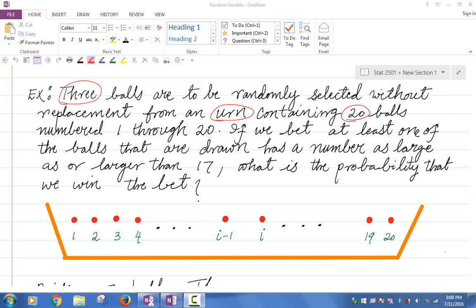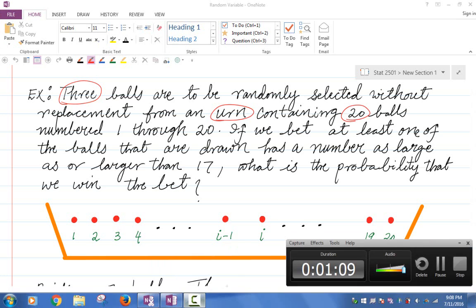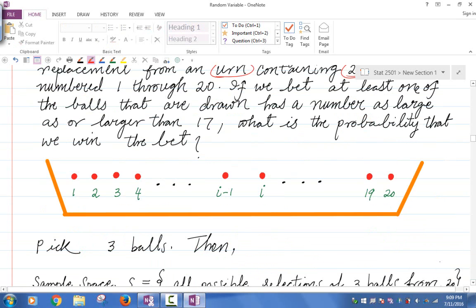So take a few minutes, read the problem statement a couple of times. So we have an urn. We have 20 balls inside the urn as pictured, and the balls are numbered 1 through 20. So think of the numbers 1 through 20 as the names of the balls. What we are doing then is we are picking, my OneNote is stuck, so let me pause and correct that. Okay, so we are picking 3 balls.